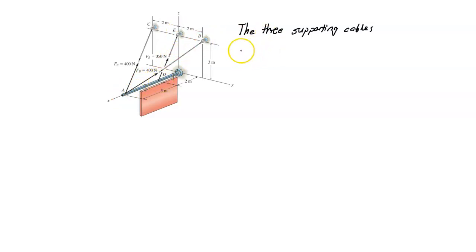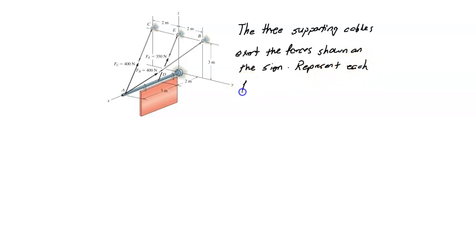The three supporting cables exert the forces shown on the side. Represent each force as a Cartesian vector.